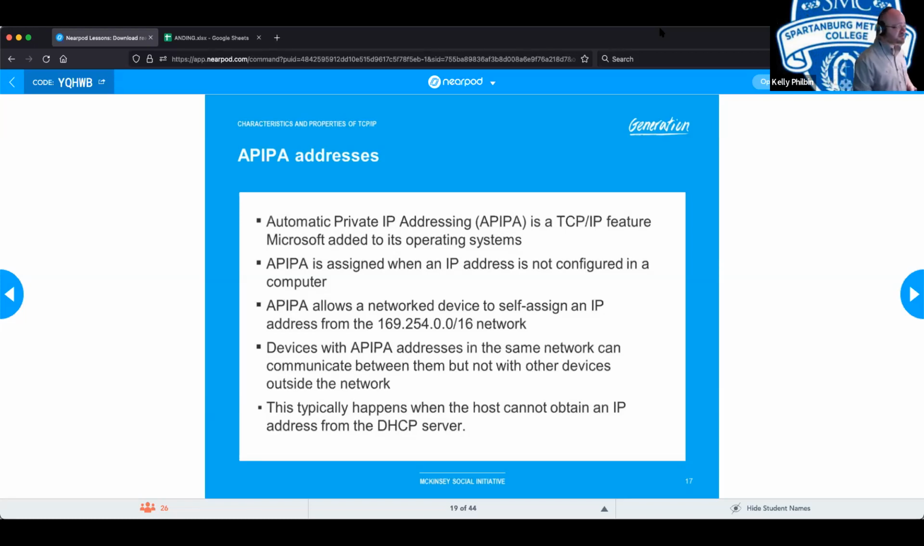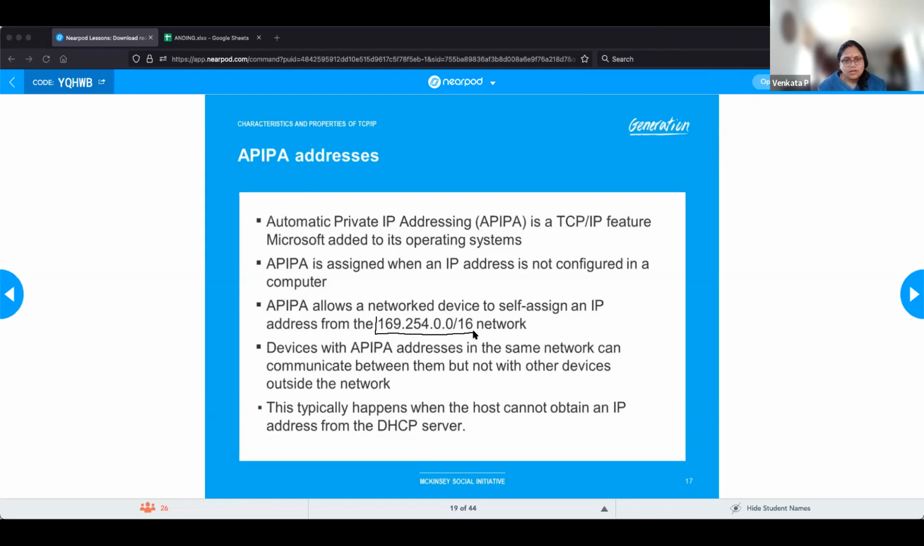Yes, Venkata. Can you give me an example for this so that I can remember better? Like maybe you mean to say this typically happens when a host cannot obtain an IP, which means they cannot talk outside the network. They can talk inside the network, which means.